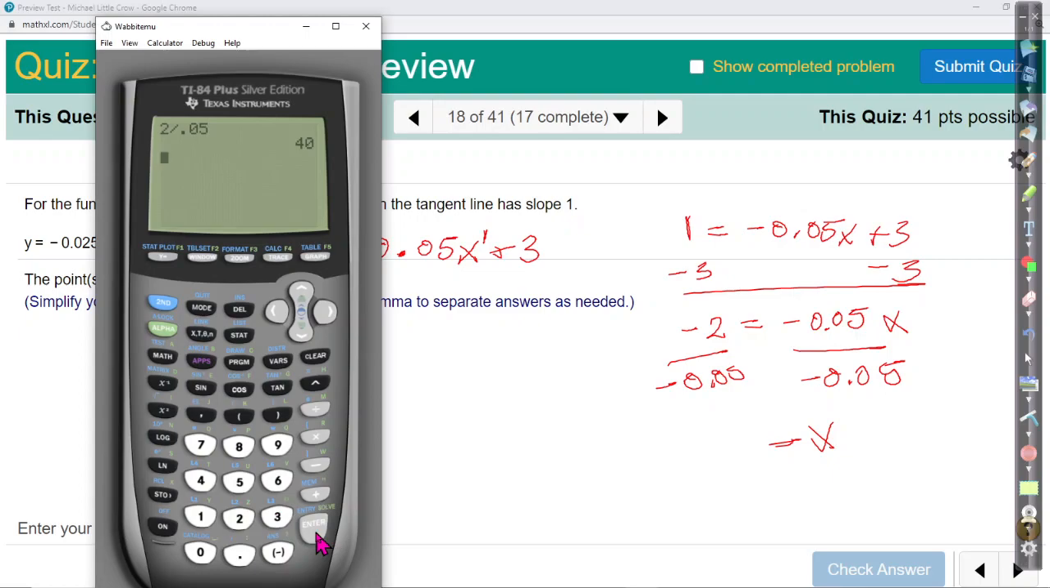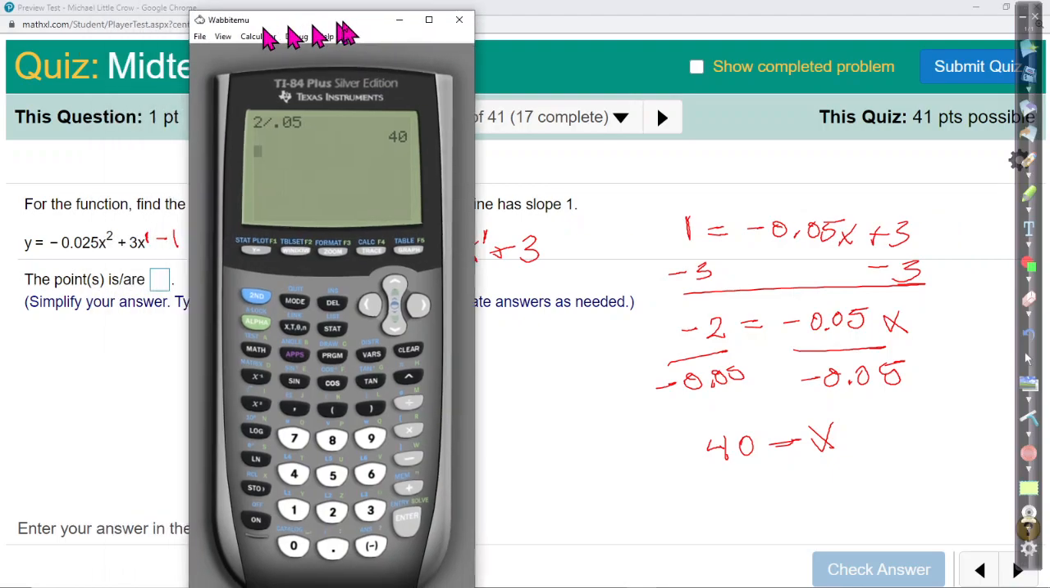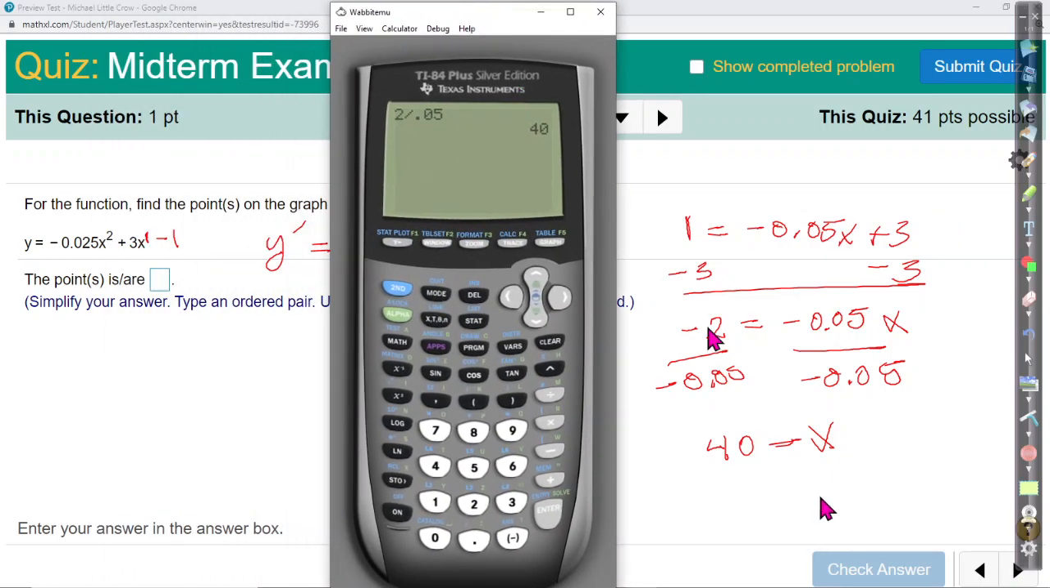40. I couldn't figure it out, that's why I used the calculator. Okay, so that's 40. Positive. I could tell you it was going to be positive. Now that's not the answer though, because that's not a point. That's an x-coordinate. And so now we need to plug that 40 into the original function to get the y value.